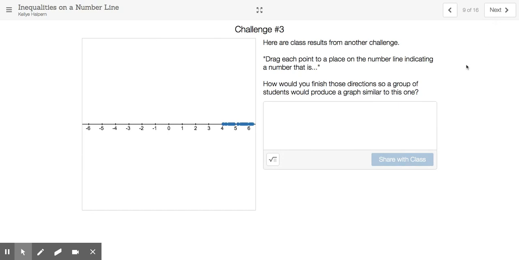For slide number 9, it says, here are class results from another challenge. Drag each point to a place on the number line, indicating a number that is blank. And so I'm looking at the points. I see that the points are going to the right, so it's probably greater than. It looks like nothing is going below 4, but I can't really tell if this point is equal to 4 or a little bit greater than 4, so I'm going to put 2 possible answers.